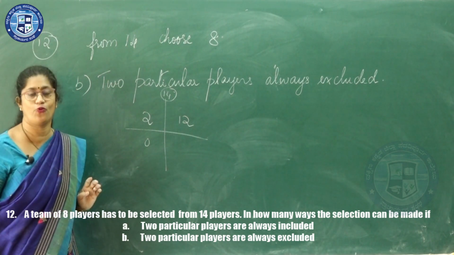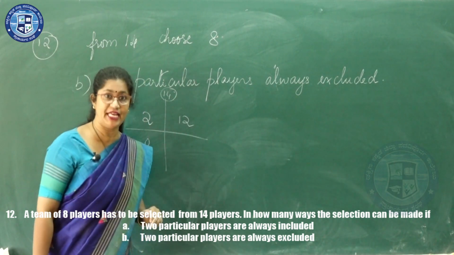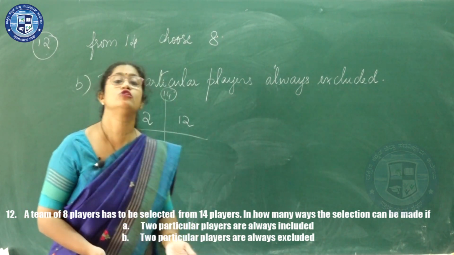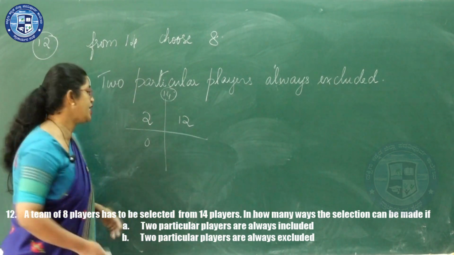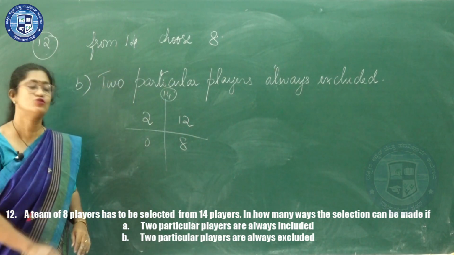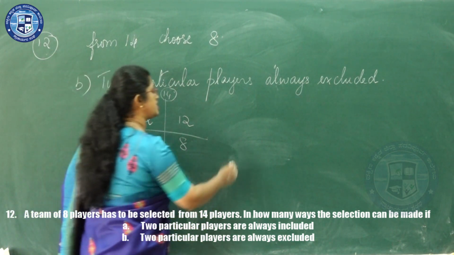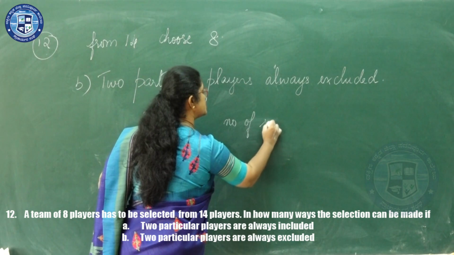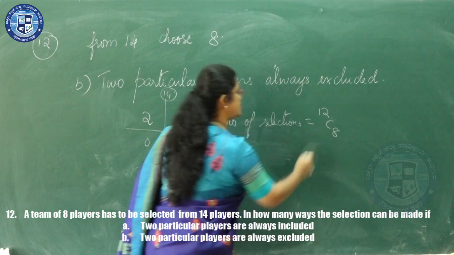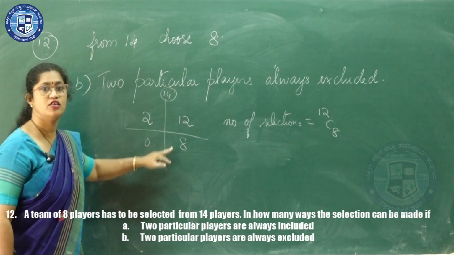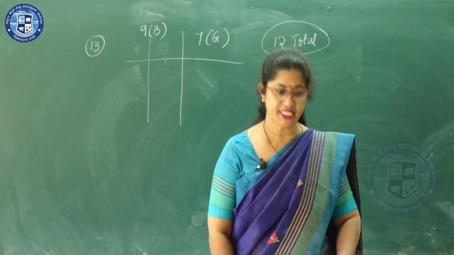So it is 0. That means how many more do I have to choose? I have to choose totally 8. I have not yet chosen anyone. So I have to choose all the 8 from the second group. So all the 8 should come from here. So this 2C0 is only one way. So I can directly say the number of selections is equal to 12C8. From 12 choose 8. Answer is 12C8.